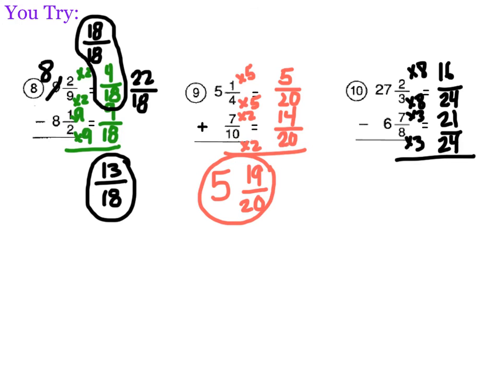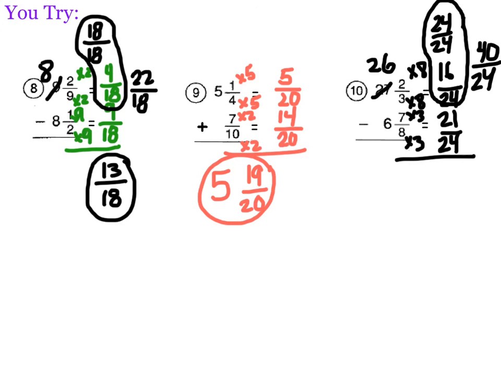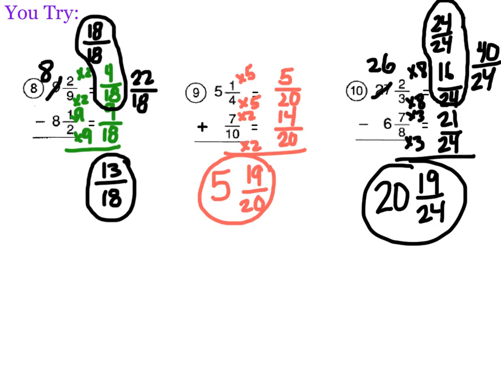And then the last one, common denominator was 24. 16 minus 21 we can't do, so let's go ahead and borrow from the 27, make it a 26. Then again, we have to add in 24/24ths to 16/24ths. That is 40/24ths. And now we can go ahead and subtract 40 minus 21, that's 19. And then 26 minus 6 is 20. So our final answer is 20 and 19/24ths.